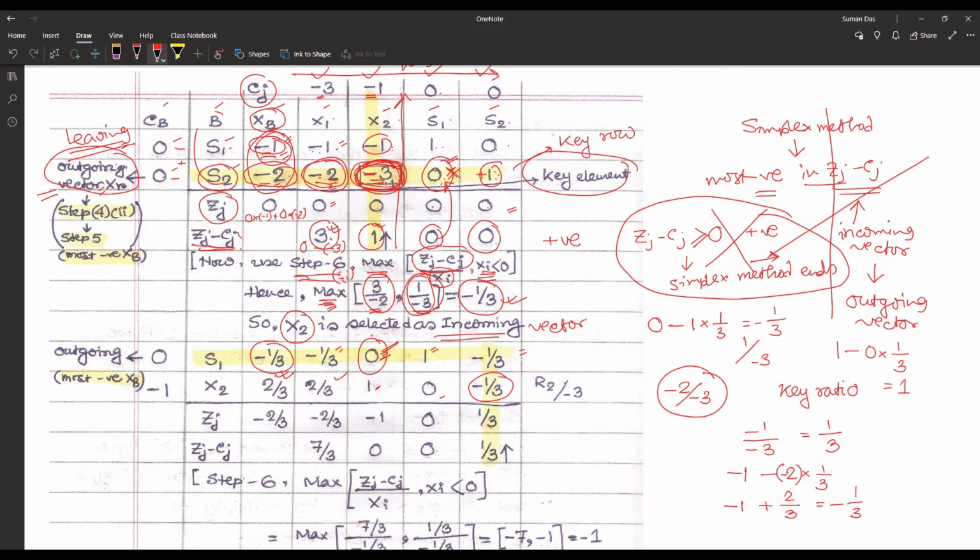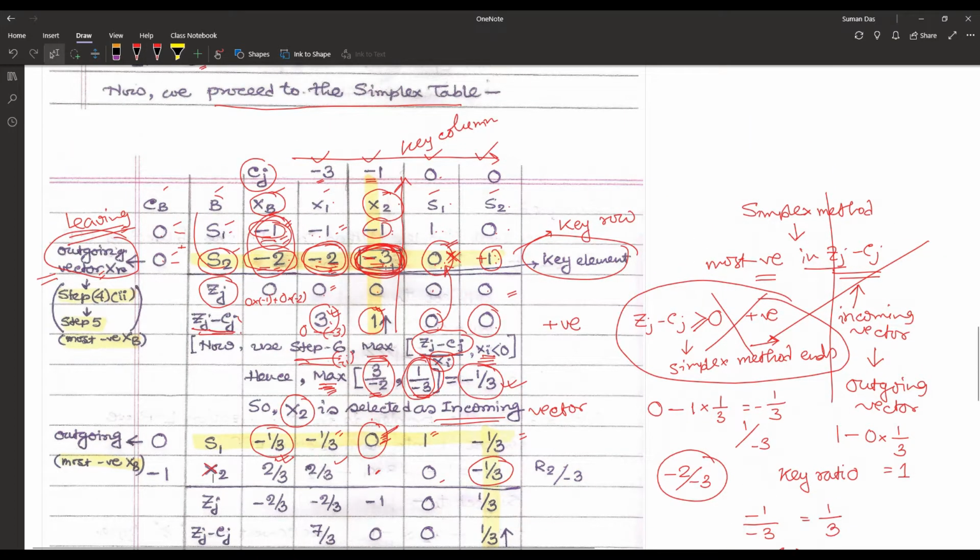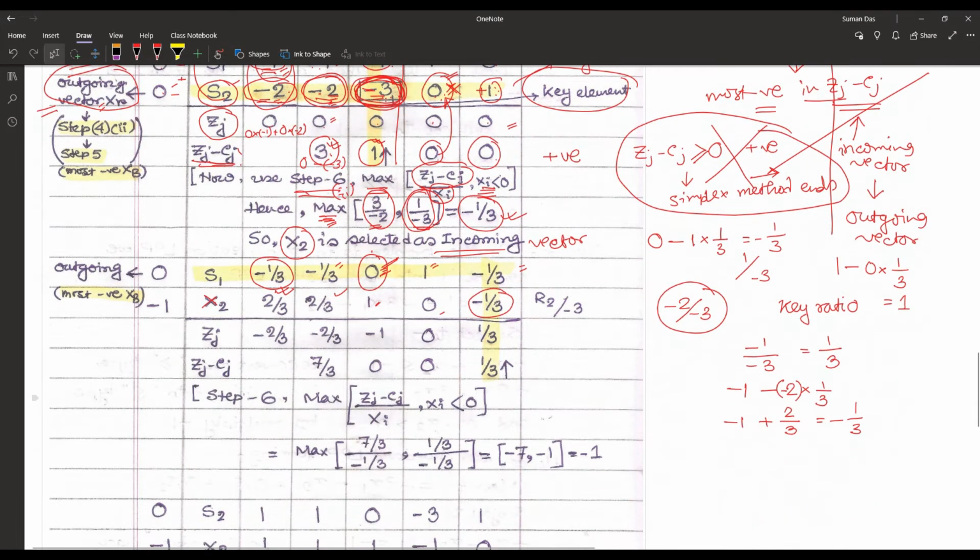Next, S2 is the outgoing vector and x2 is the incoming vector. So we write x2 in place of S2 here. According to the objective function, the x2 coefficient was minus 1. So we are writing in place of Cb, for S1 the coefficient 0 and for x2 that is minus 1, and those are the xb.